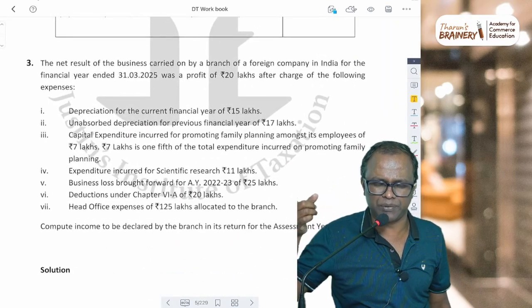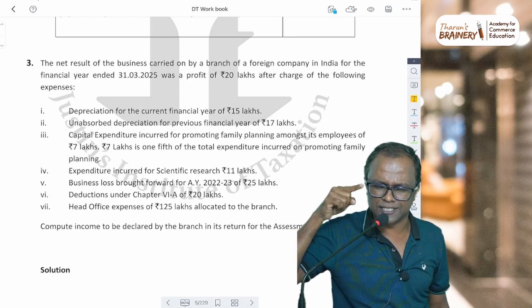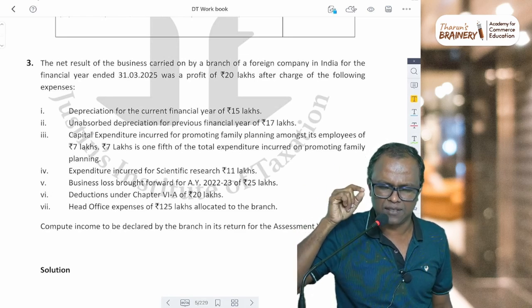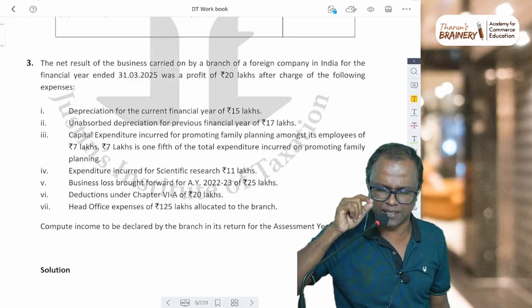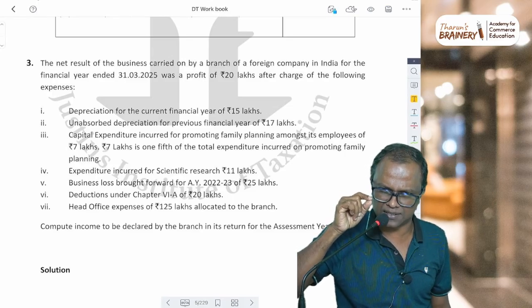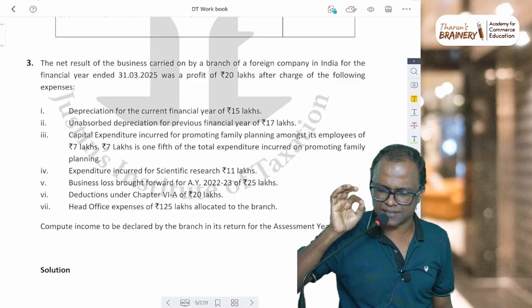Now, there is recently another amendment also. It is put in the RTP. You have to read that. As per the provisions of section 9(1), business income of a non-resident is deemed to accrue or arise in India if the non-resident has a business connection in India. But there are certain exceptions.